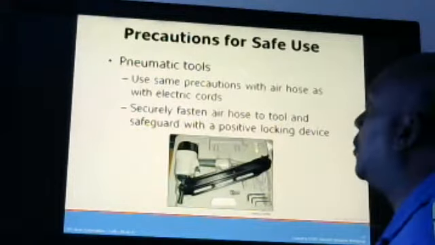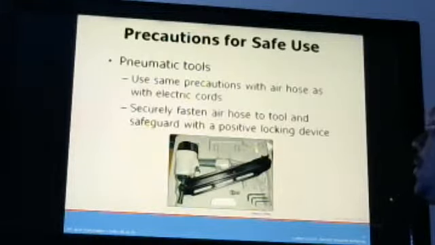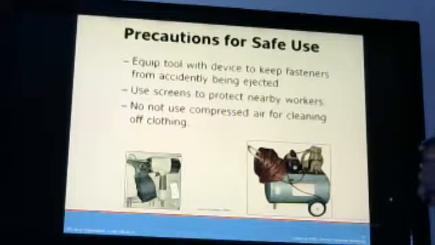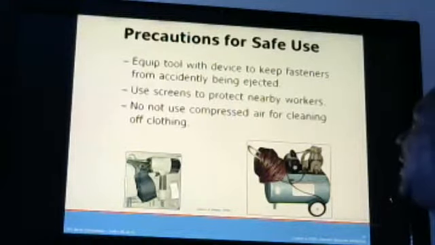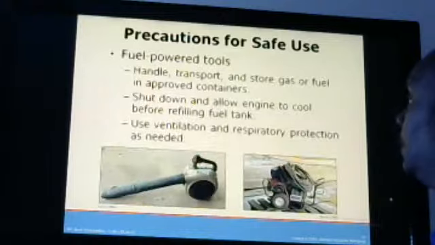The precautions for pneumatic tools: use the same precautions with air hoses as with electrical cords. Secure and fasten air hose tools and safeguard with positive locking devices here. Equip tools with devices that keep attachments from being accidentally ejected. Use screens to protect nearby workers, and do not use compressed air for cleaning clothing.